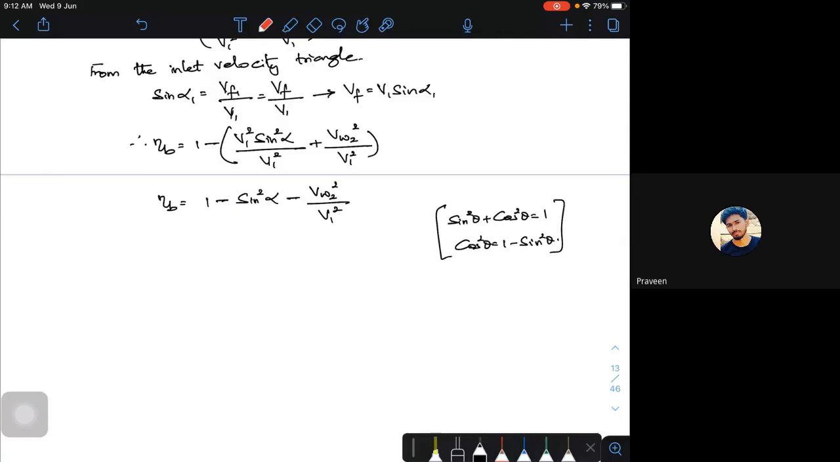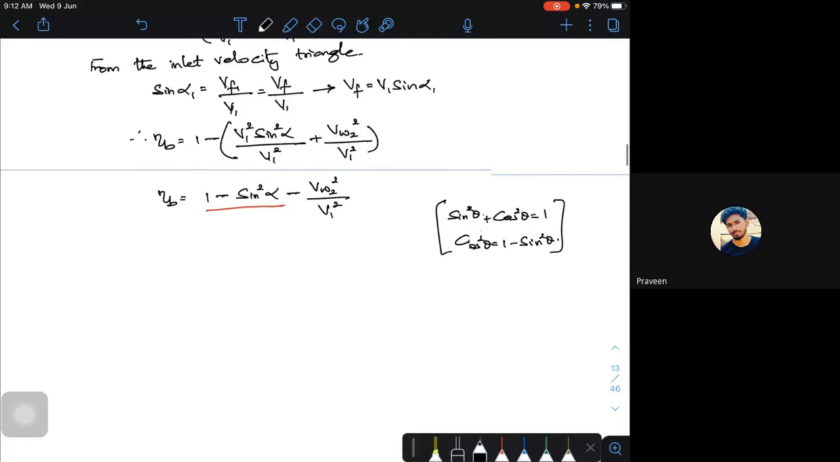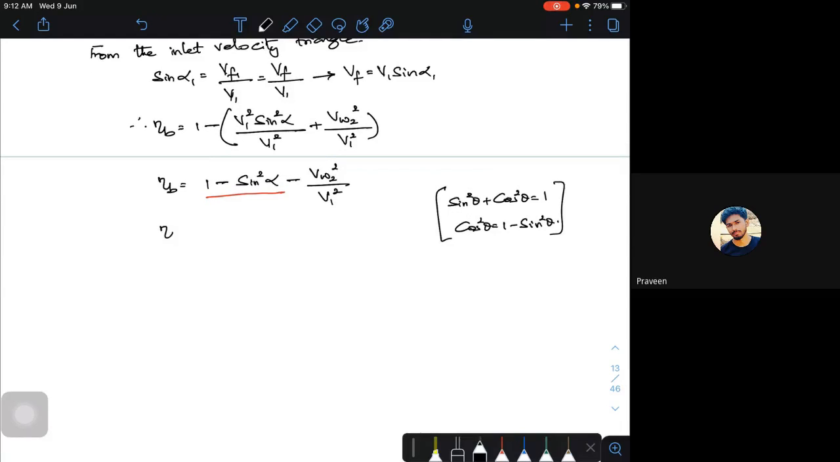So what I'm going to do, 1 minus sine square theta, I can write it as cos square alpha 1. So the blade efficiency is equal to cos square alpha 1 minus Vw2 square by V1 square. Let me call this equation number 3. This is the expression for your blade efficiency.